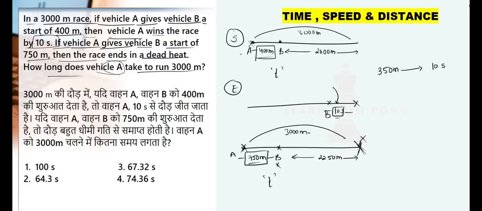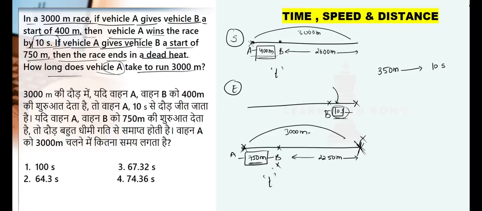Say again, I will repeat. When B got a 400-meter head start, it lost the race by 10 seconds of distance. Means in 10 seconds B can run, that distance it lost. Similarly, when B got a 750-meter head start, it reached the final destination in time, which means the difference, which is 350 meters, is traveled by B in 10 seconds only, right?